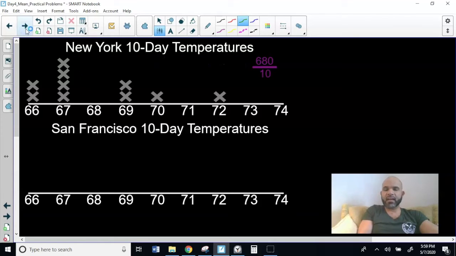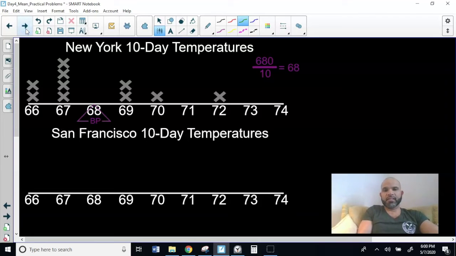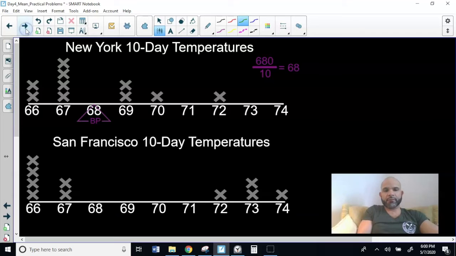And it's 10 data points, so we divide by 10. So the mean temperature for New York in this 10-day temperature line plot is 68, right? So there's where you put your balance point there at 68 degrees, okay? Now, let's look at San Francisco, right? San Francisco, there's your 10 data points, okay? And we got to find the mean, we got to find that balance point, right?